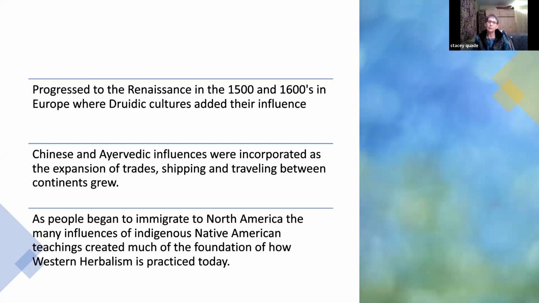Then people started immigrating into North America. That's where we get a big piece of the foundation of our Western herbalism, from the indigenous Native American peoples in the different areas of the country. A lot of it comes from the Northeast and the Columbia Valley side of the United States, where a lot of the practices that people identify as the Native American influence in our Western world of herbalism come from, because that's where people were settled for so long.